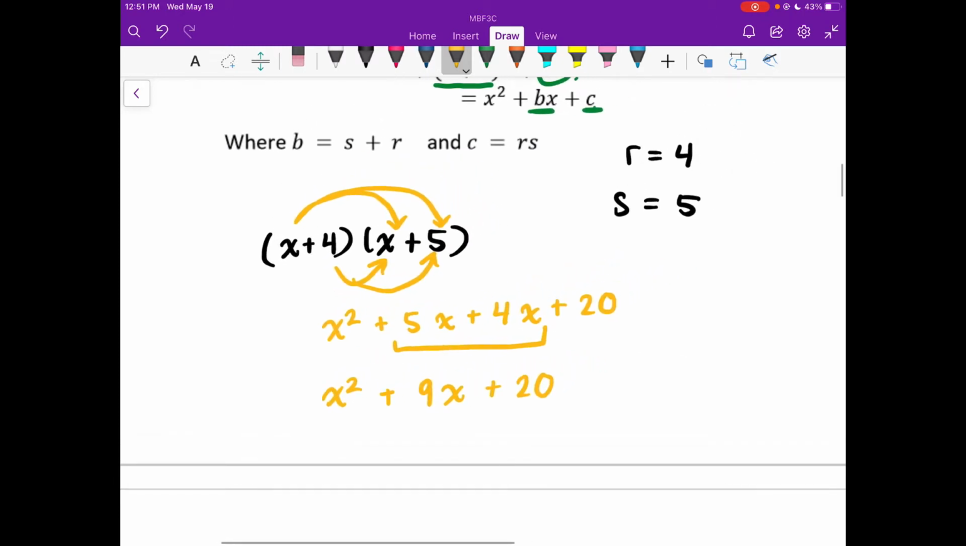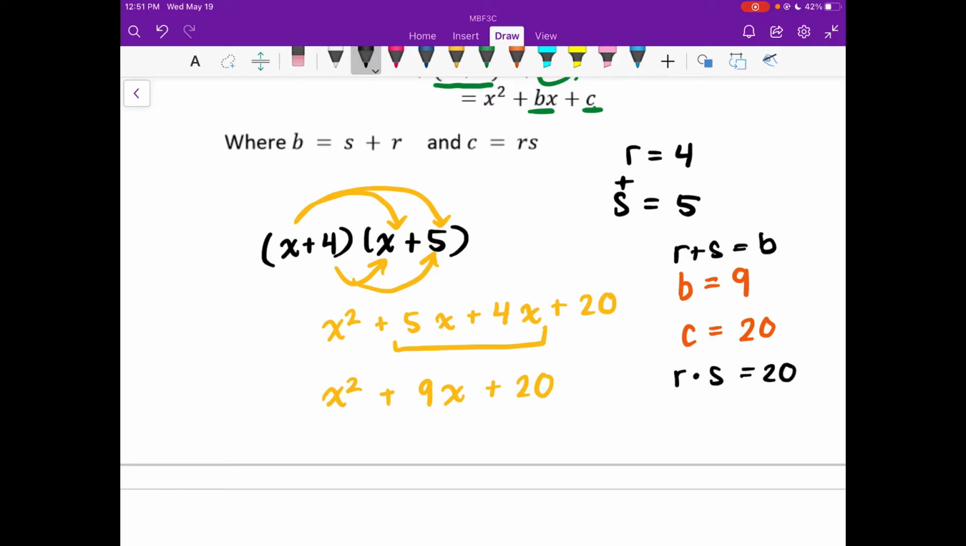5 plus 4 I know is 9x plus 20. So if I go back and look at this, my b value here is 9, and my c value is 20. And it makes sense because r plus s equals b, and r times s equals 20. And it's always going to be the case. r plus s is always going to equal that middle b value, and r times s is always going to equal the 20, which makes it way easier for us to go back and figure out what our r and s values are when we're given a trinomial.